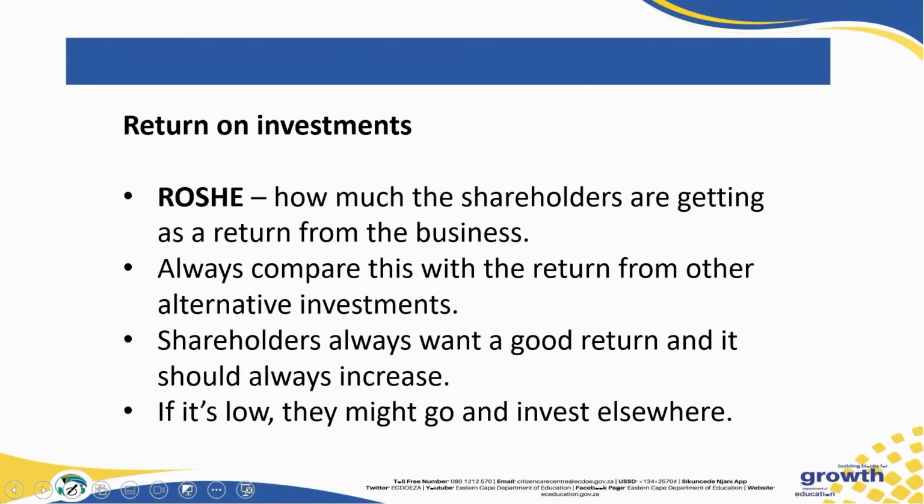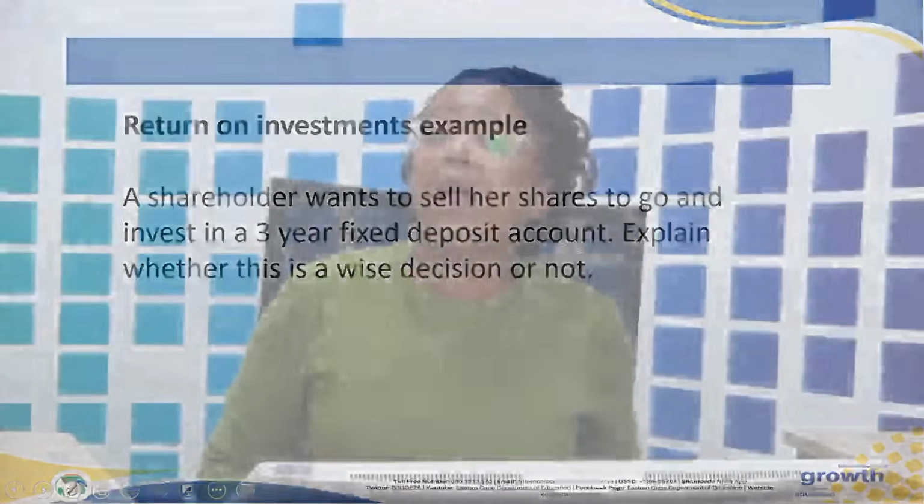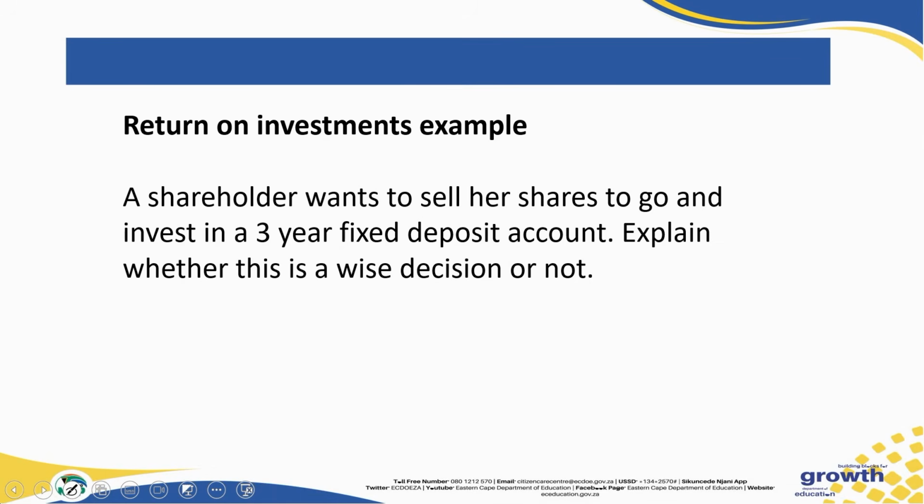So shareholders always want to have a good return, and it should always increase. So you want it to increase every year so that you get a good return. So obviously, if the return is low, you might want to take your money and go and invest it elsewhere. So you always want to make sure you have a high return from your investment. I'd like for us to now look at an example. It says here the shareholder of this company that we're looking at, they want to sell their shares and go and invest in a 3-year fixed deposit account. Explain to this shareholder whether this is a wise decision or not.